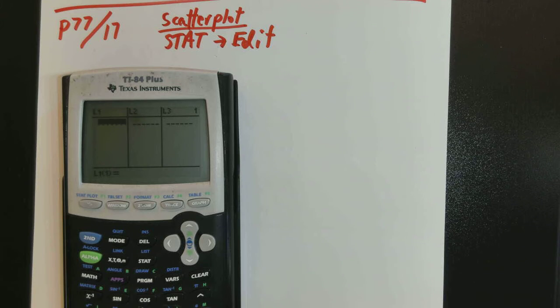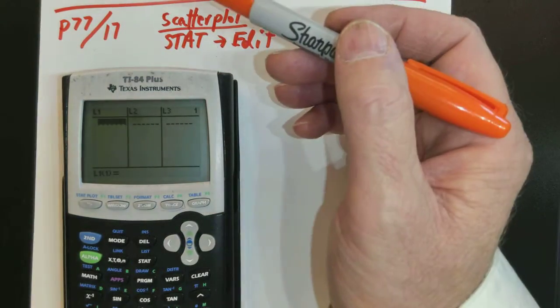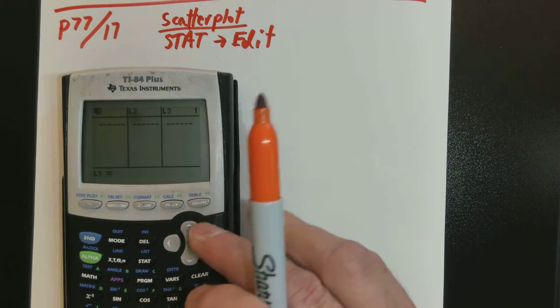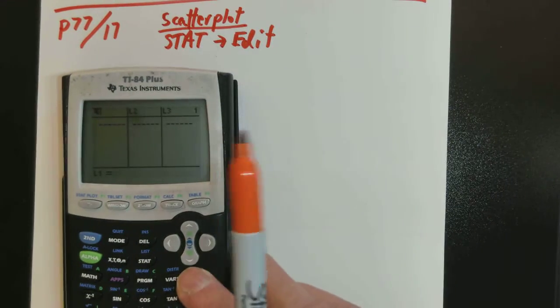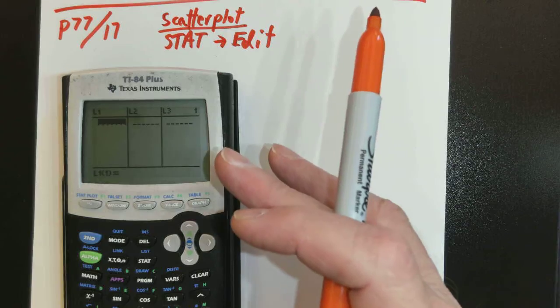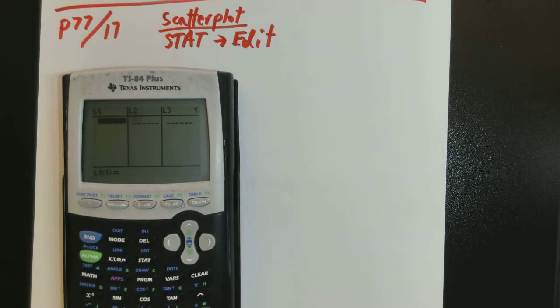Is everybody seeing that? You have things in there already. Anybody have stuff in there already? Your columns aren't empty? If you want to empty a column, just go up to the column heading, L1, hit clear and enter, and it'll clear the column out for you. We're going to put stuff in L1 and L2.